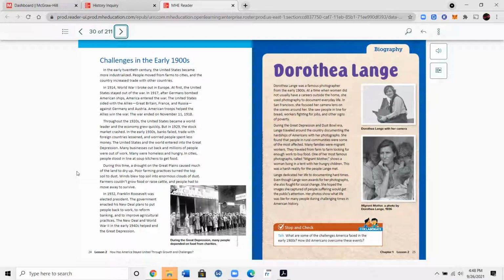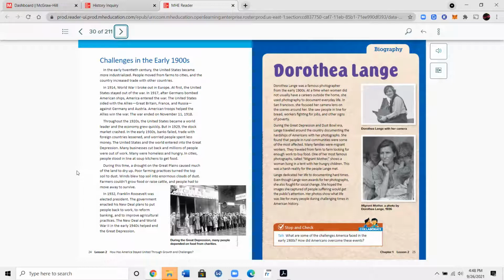During this time, a drought on the Great Plains caused much of the land to dry up. Poor farming practices turned the topsoil to dust. Winds blew topsoil into enormous clouds of dust. Farmers couldn't grow food or raise cattle, and people had to move away to survive.